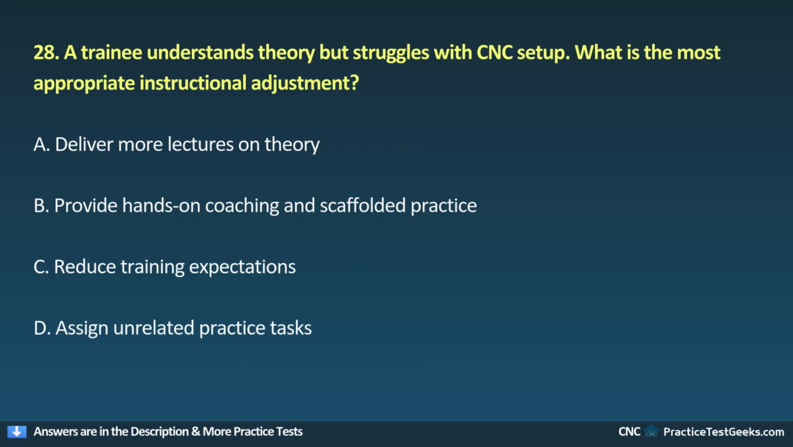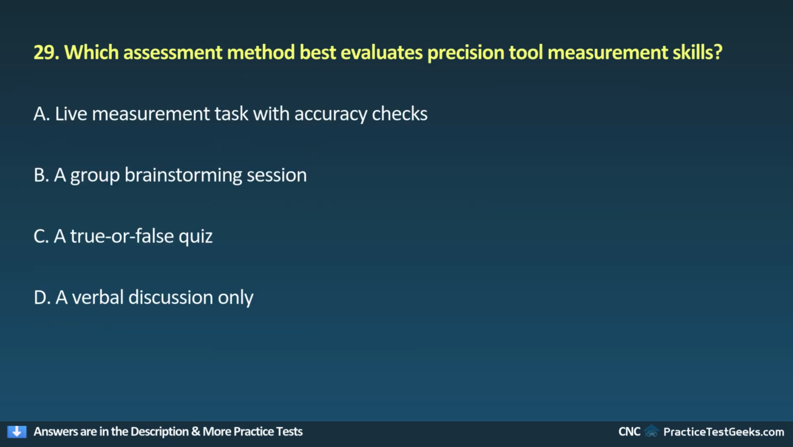28. A trainee understands theory but struggles with CNC setup. What is the most appropriate instructional adjustment? A. Deliver more lectures on theory. B. Provide hands-on coaching and scaffolded practice. C. Reduce training expectations. D. Assign unrelated practice tasks.